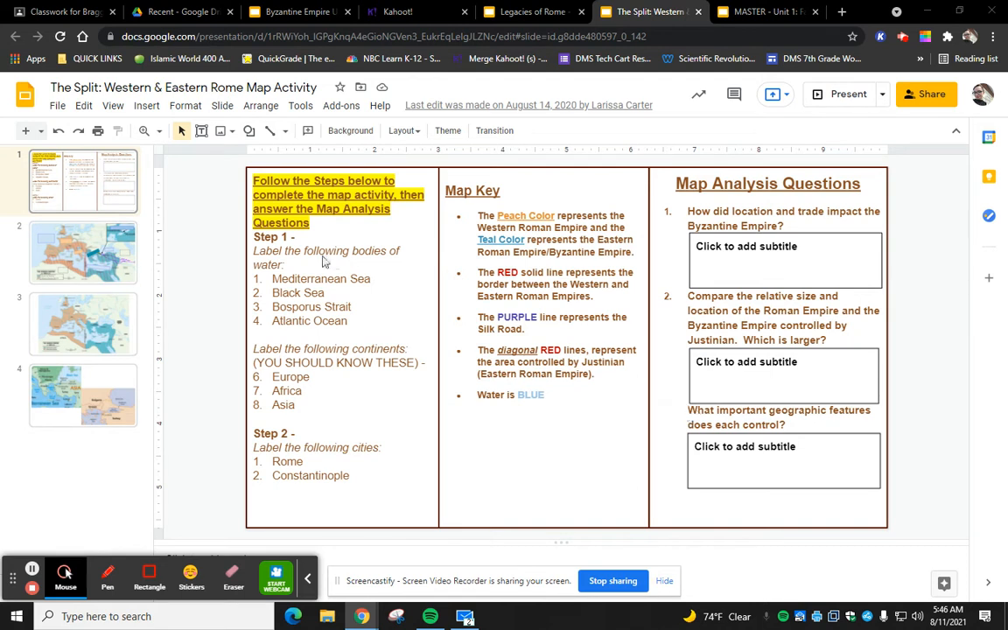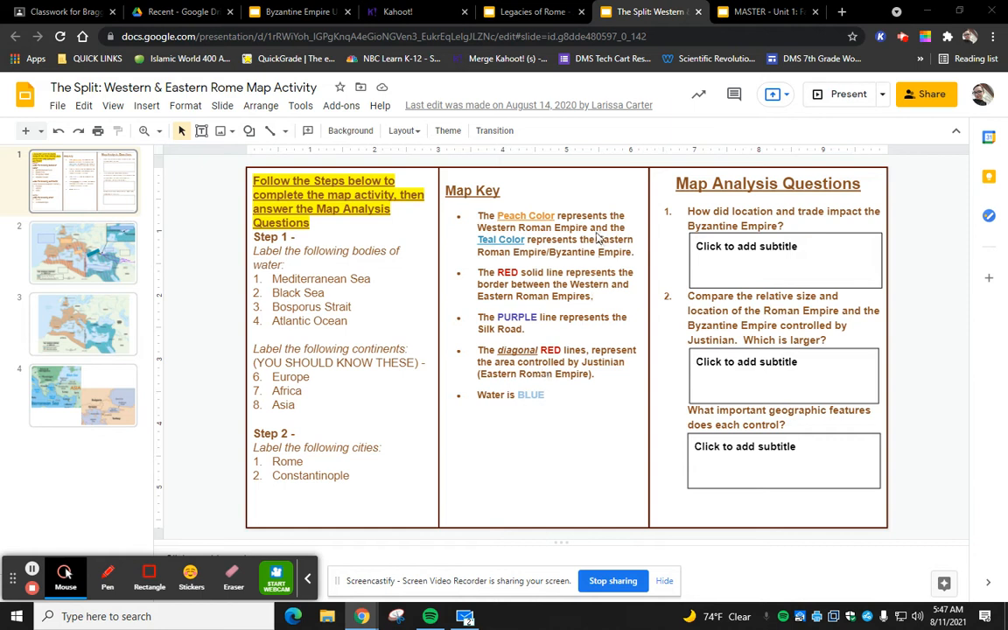We need to label the following bodies of water: the Mediterranean Sea, the Black Sea, the Bosphorus Strait, and the Atlantic Ocean. We need to label the following continents, which you should already know: Europe, Africa, and Asia. And we need to label the following cities: Rome and Constantinople.